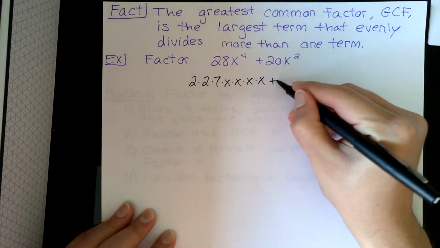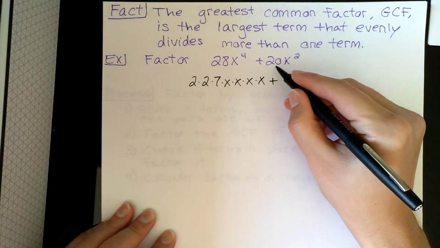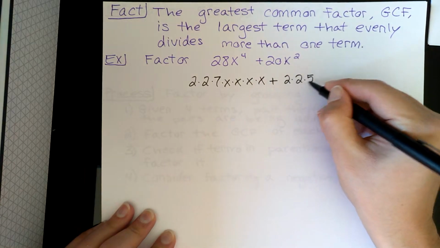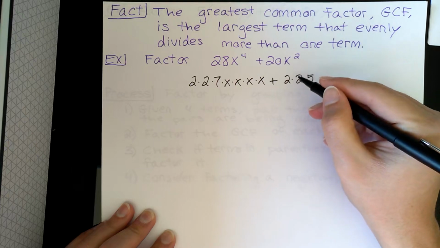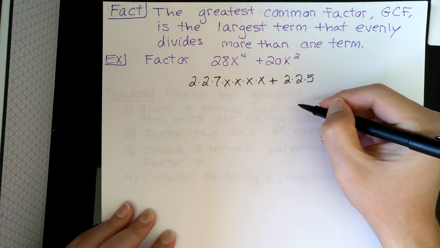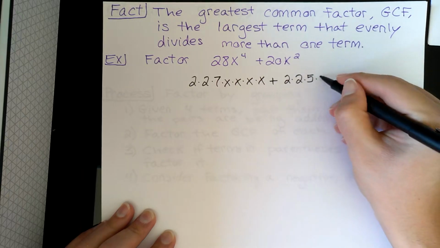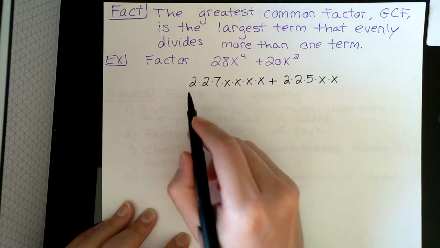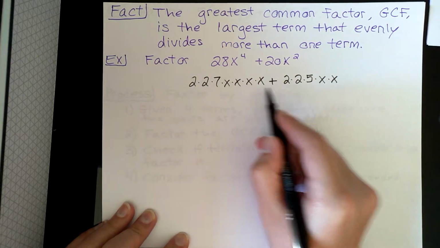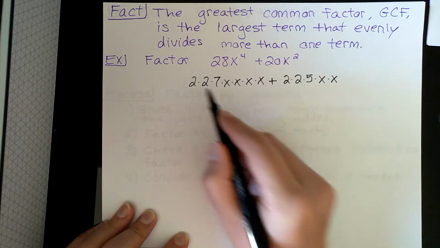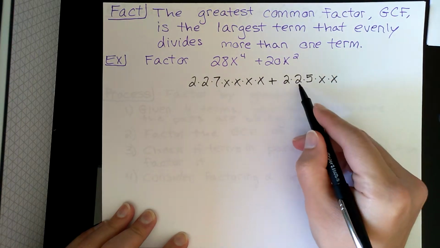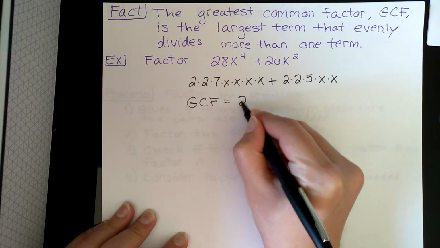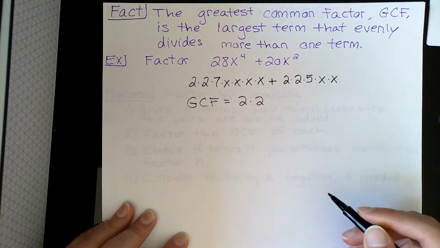And this is being added to 20x squared. 20 is just 2 times 2 times 5. Again, you could find this quickly using a prime factorization tree. And x squared is just 2 x's being multiplied together. So what's common between this term and this term? Well, we have 2 2's in each term. So the greatest common factor will have 2 2's.